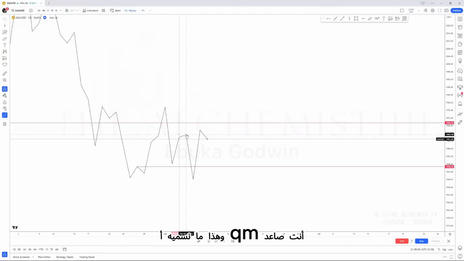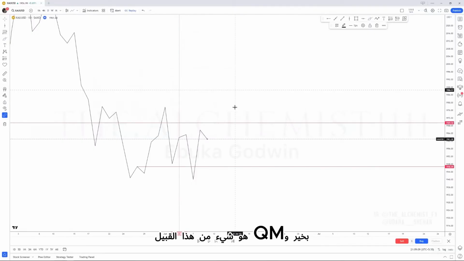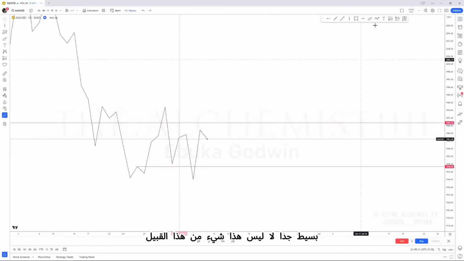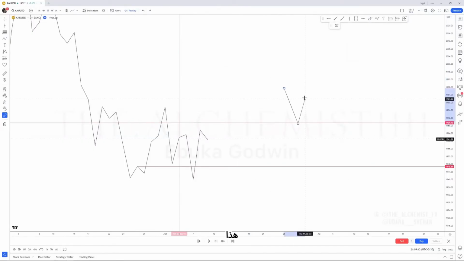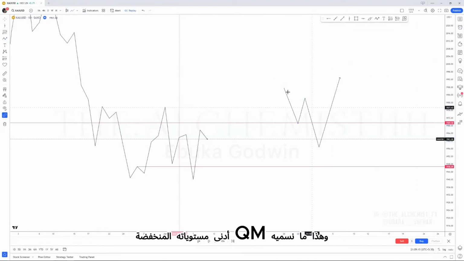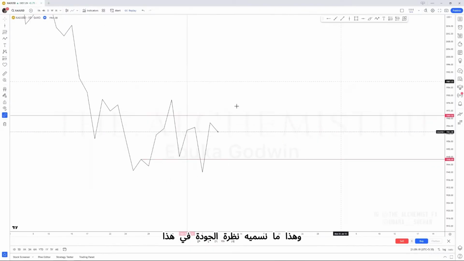This is what we call a QM. I hope you guys know what QMs are. A QM is something like this, very simple. Lower highs, lower lows, lower highs, lower lows, higher highs. That is what we call a QM. Look at this: lower highs, lower lows, lower highs, lower lows, higher highs, break in this. Can you see that?